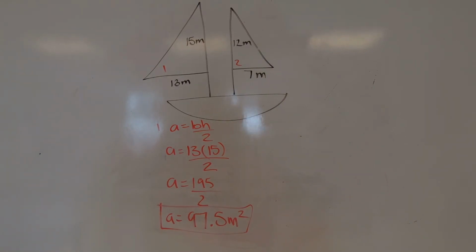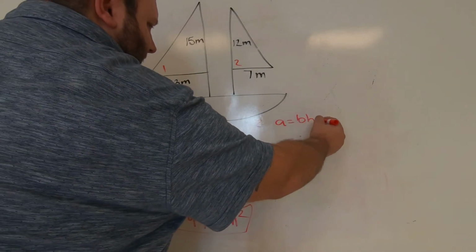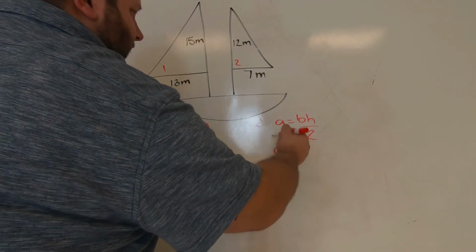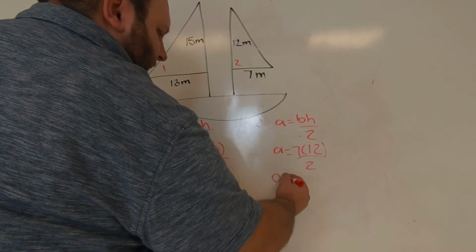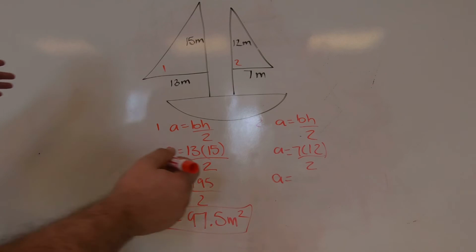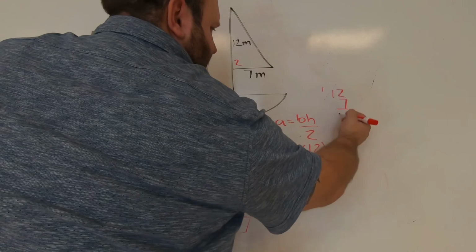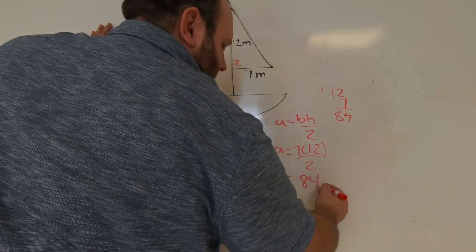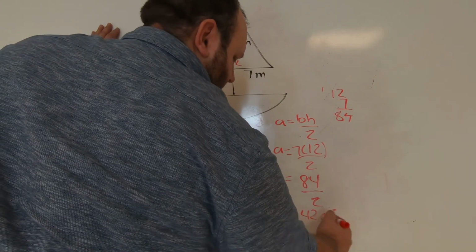Now, unfortunately, we have two sails here, so we're going to have to do this twice. So let's go over here to sail 2. Area equals base times height divided by 2. Same formula for everything. The base is 7. The height is 12, divided by 2. And you need to do 7 times 12. Maybe you can do that in your head. 12, 24, 36, 48. You can count by 12s. That would be great. If you can't, go over and do your multiplication very quickly. 7 times 2 is 14. 7 times 1 is 7, plus 1 is 8, so 84. And 84 cut in half is 42 meters squared.